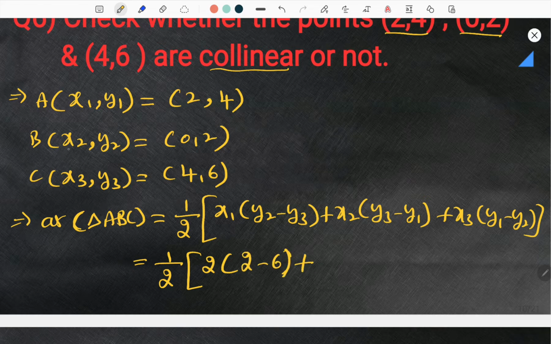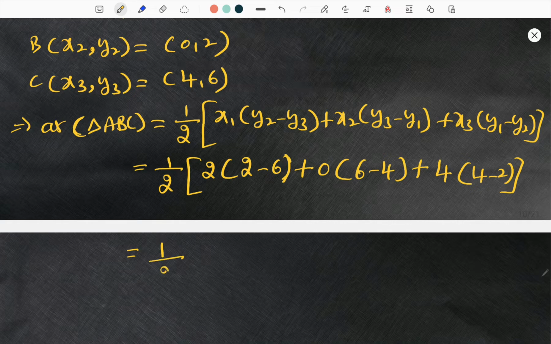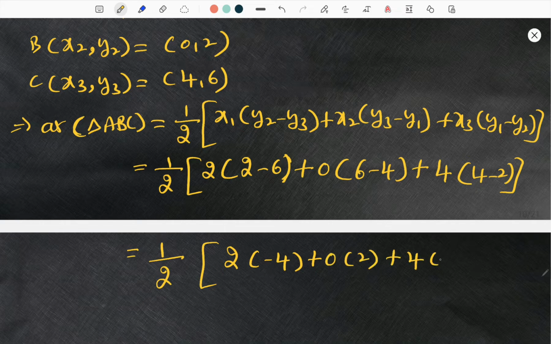2 minus 6 plus what is x2? X2 is 0 bracket y3 minus y1, y3 minus y1 is 6 minus 4, 6 minus 4 plus x3, x3 means 4 is there, 4 bracket y1 minus y2, y1 minus y2, that is 4 minus 2. All right, so let us carry forward this, that becomes 1 by 2 bracket 2 into minus 4 plus 0, bracket 2 plus 4 bracket 2.